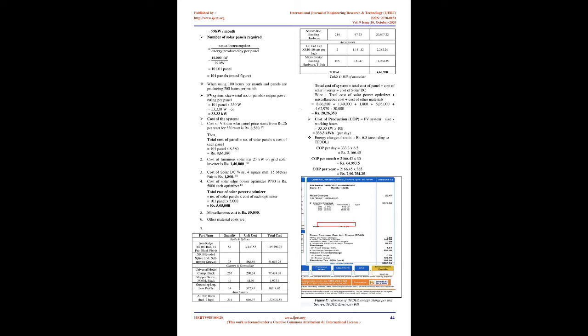Both monocrystalline and polycrystalline panels can be attached to the mounting structure of the rooftop solar system, as the function of the mounting structure is to hold the solar panel. 2. Installation of solar panel angle.